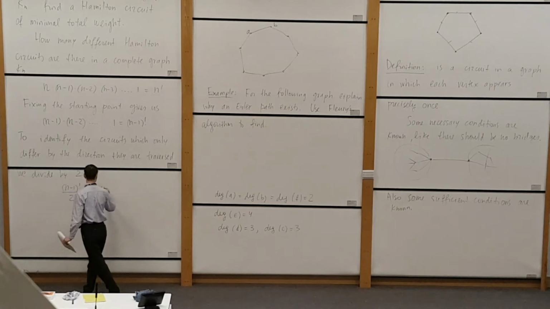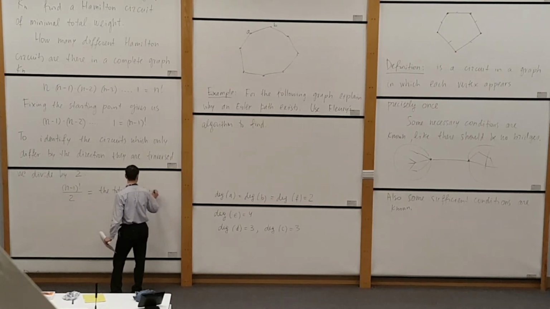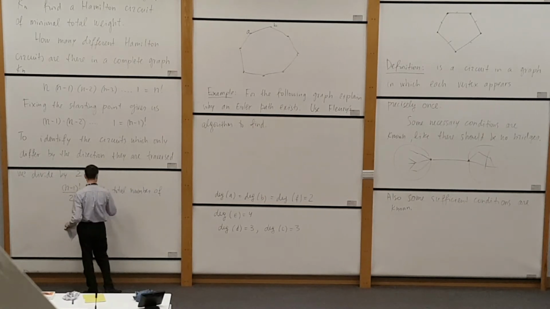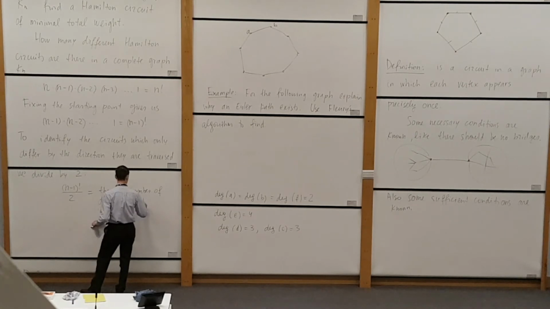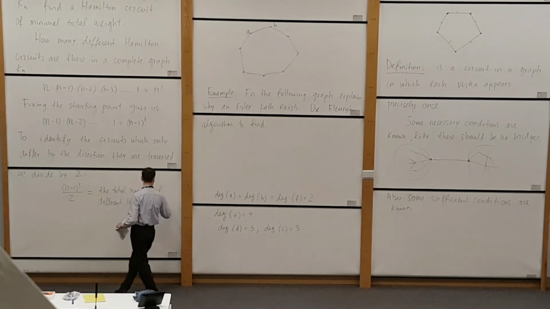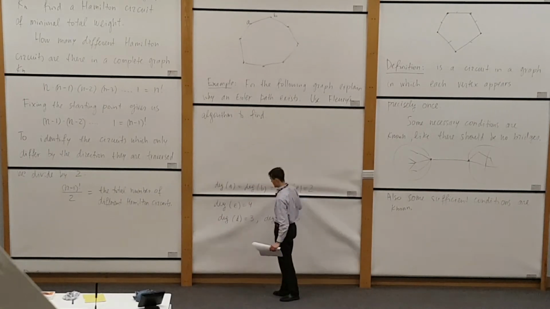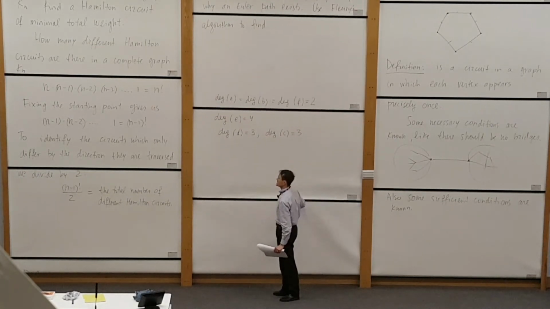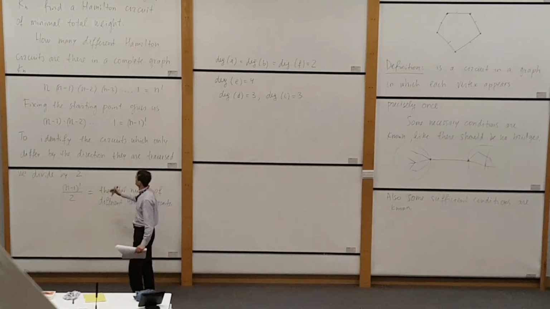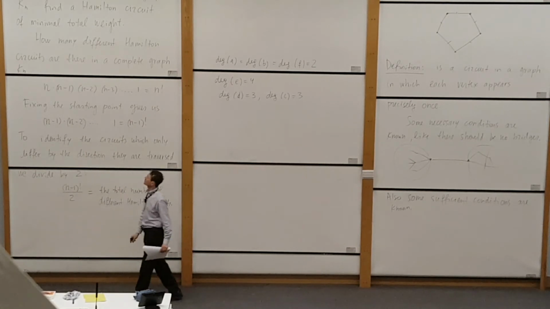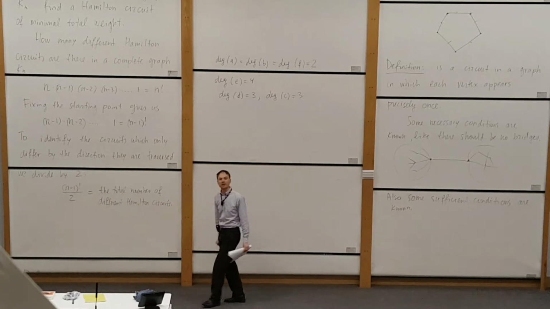So that's the total number of different Hamilton circuits. Okay? So imagine now you're given the data, you're given this complete graph Kn, and you're given the weights for each pair of vertices. Right? You're given your weights.